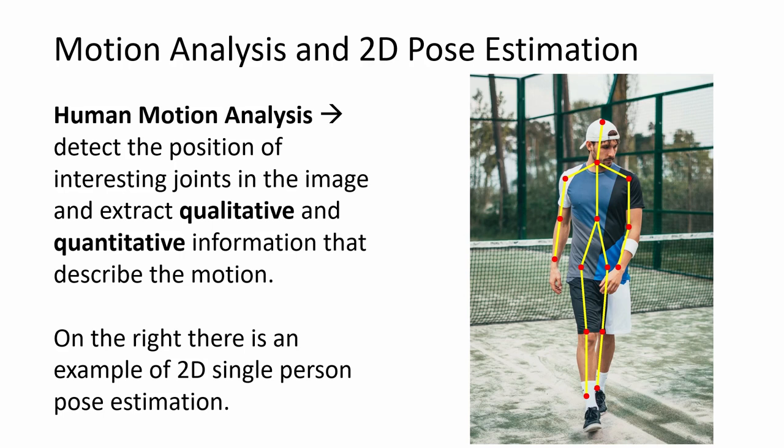Why is this important for motion analysis? Because we want to estimate the pose and know the exact position of some joints in the image plane to study how they move in the image plane. And from these points we can detect some useful information that can allow us to understand the motion of the people or of the person in the scene.